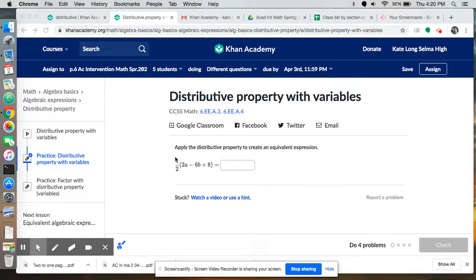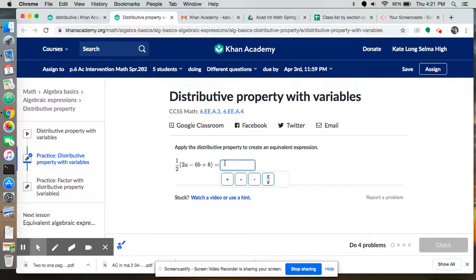And then I'm going to take 1/2 and I'm going to multiply it times 6. And then I'm going to take 1/2 and I'm going to multiply it times 8. Luckily, multiplying 1/2 times a number isn't too hard. You just take 1/2 of the number. And I bet you know that 1/2 of 2 is 1, 1/2 of 6 is 3, and 1/2 of 8 is 4. So we'll start.